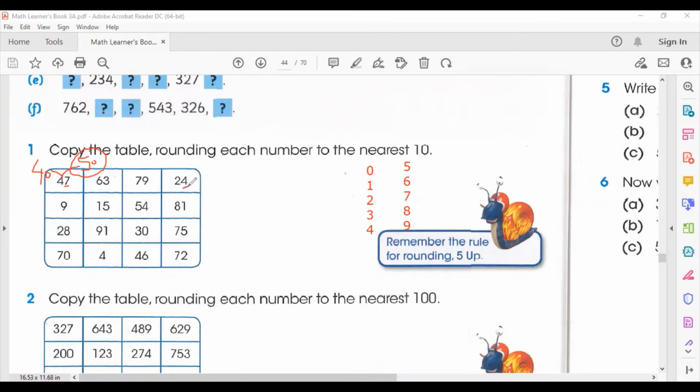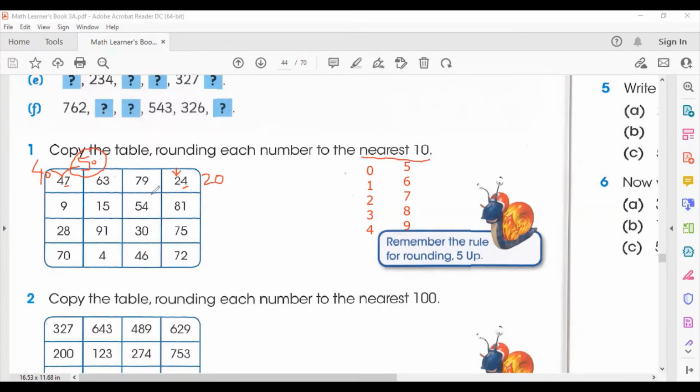just underline the last digit and check: is it less than 5, or 5 or bigger than 5? If it is less than 5, maybe 0, 1, 2, 3, 4, we don't need to change the 10's place value. The number we are writing as it is, and the 4 changes into 0. In the question of the nearest 10, we write like this.